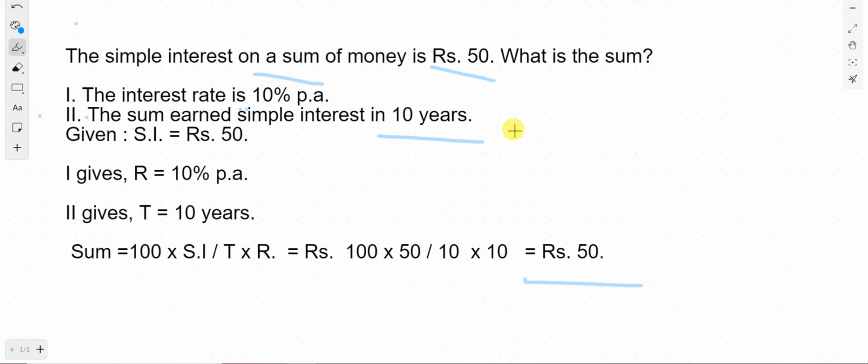So this is all about simple interest. You will get all the questions based on a simple formula for simple interest or principal or time or rate. So that's it. Solve the questions properly.